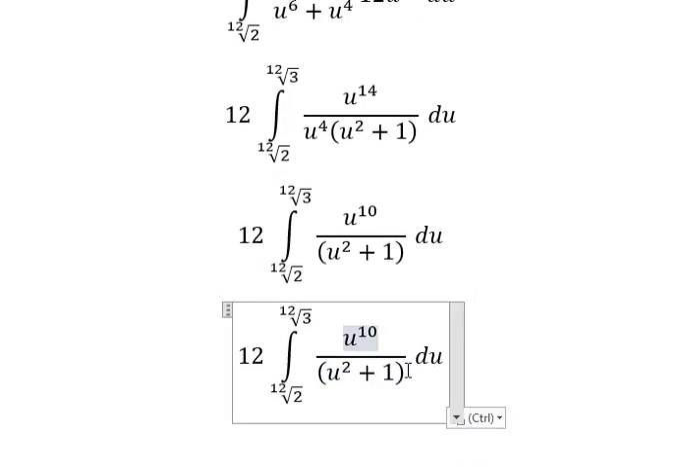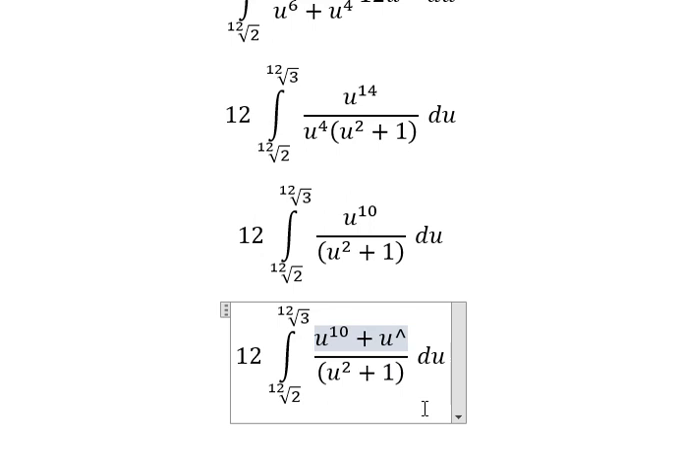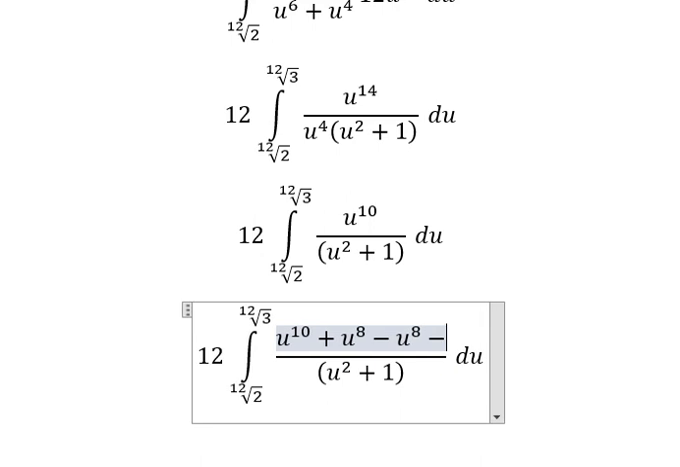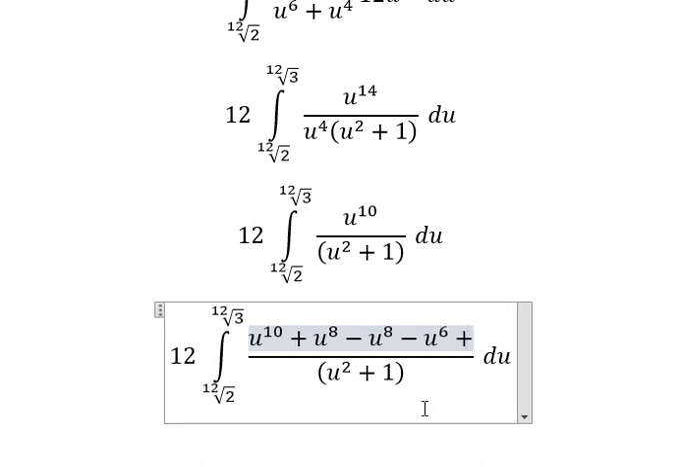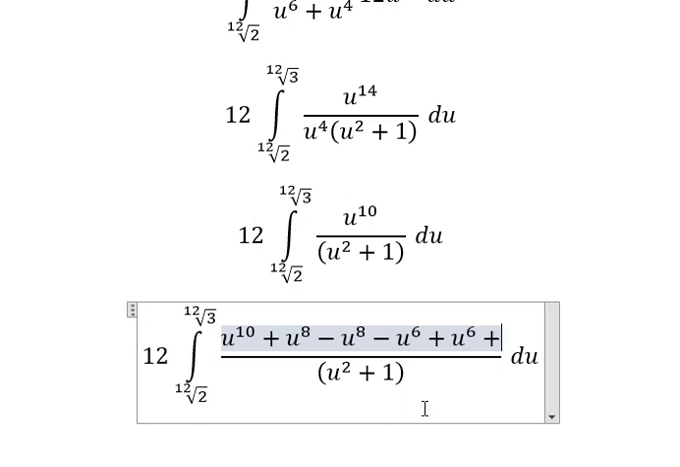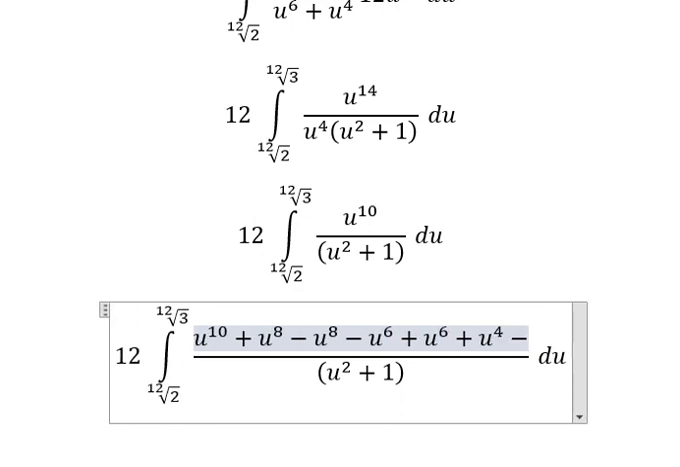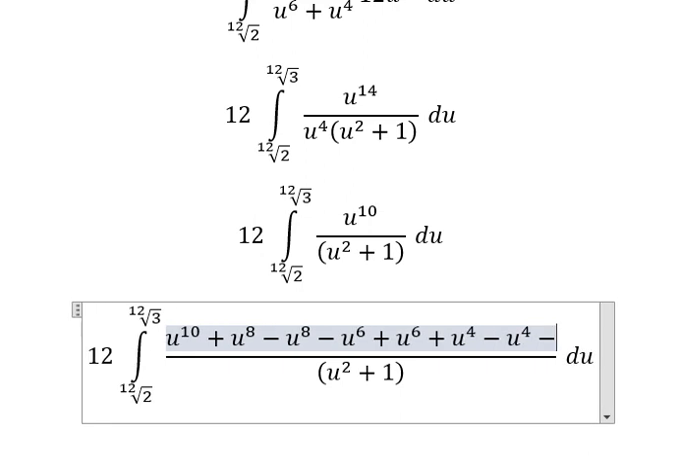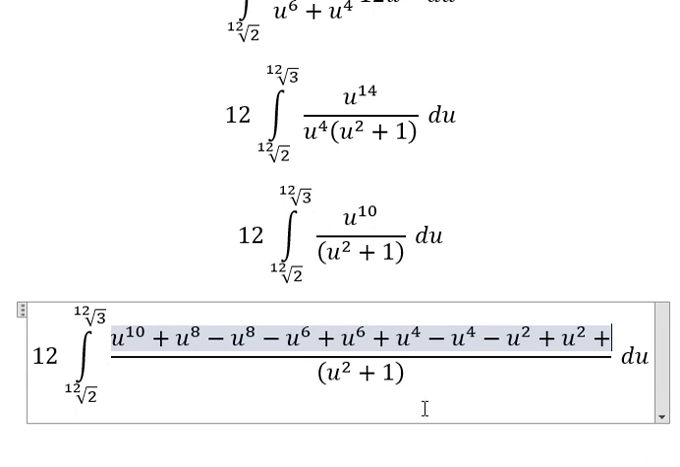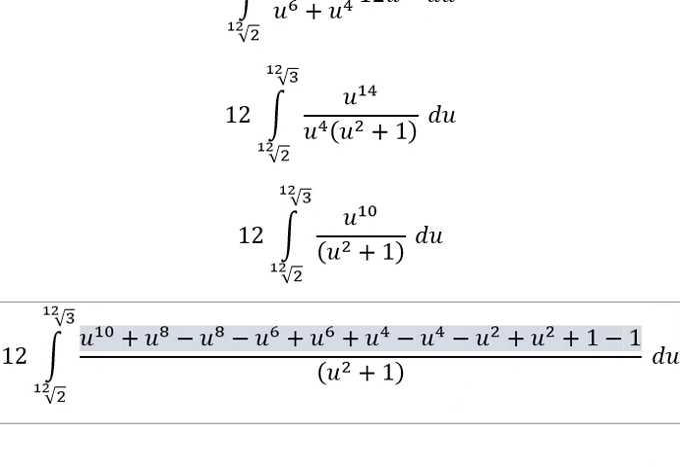So for this one, we need to create the factor divided by u squared plus 1, and that should be like this. We add u to the power of 8. After that we need to minus u to the power of 8. Then we minus u to the power of 6. Then we add back positive u to the power of 6. Then we put u to the power of 4 minus u to the power of 4. Then we have minus u to the power of 2 plus u to the power of 2. Then we have number 1 and minus number 1.